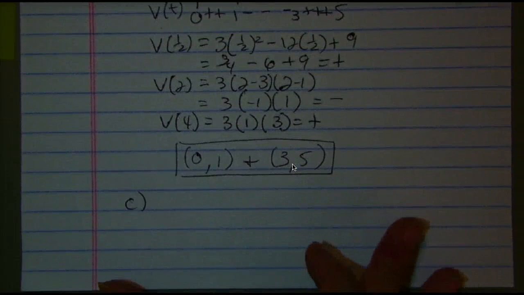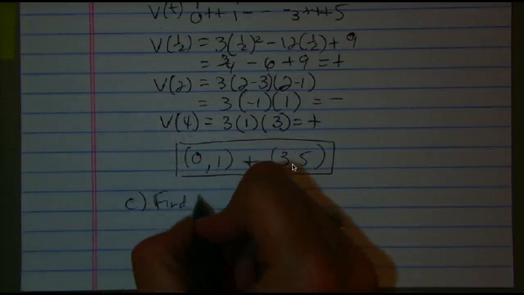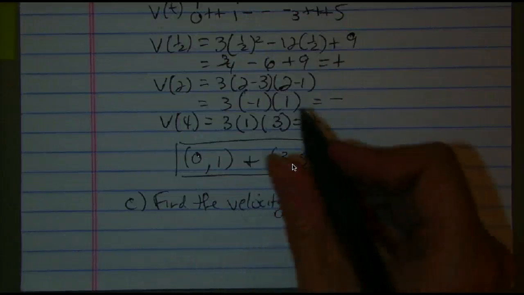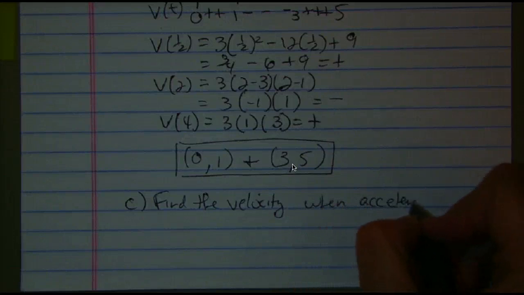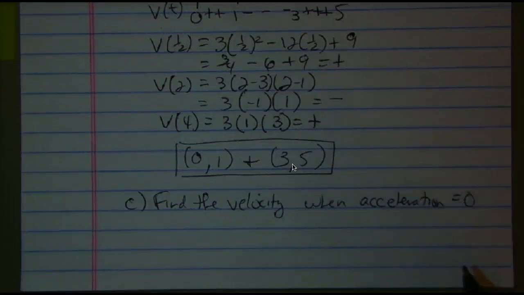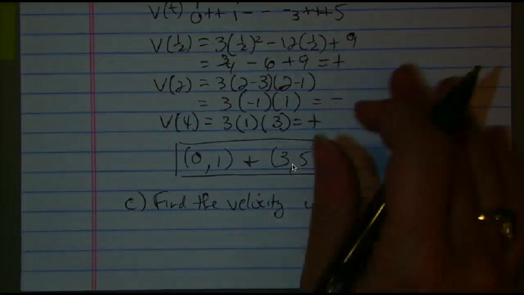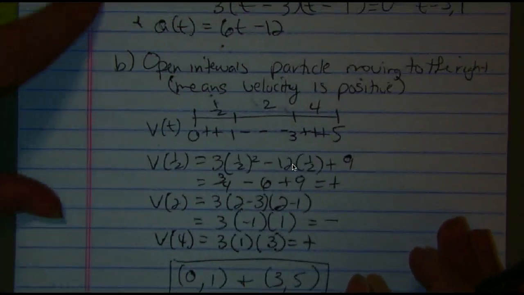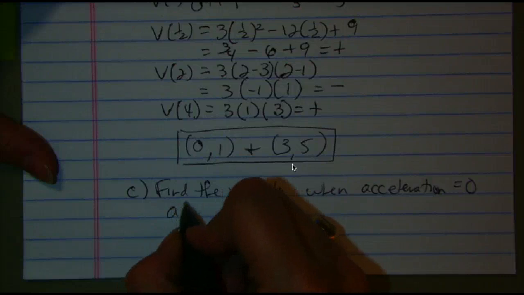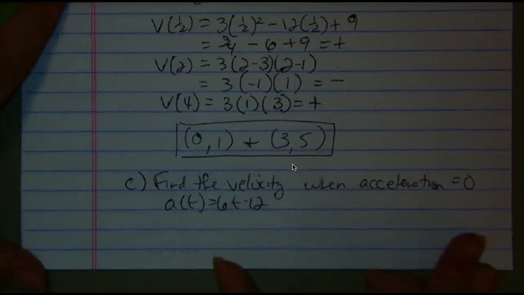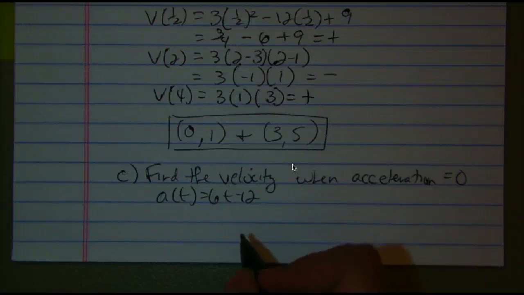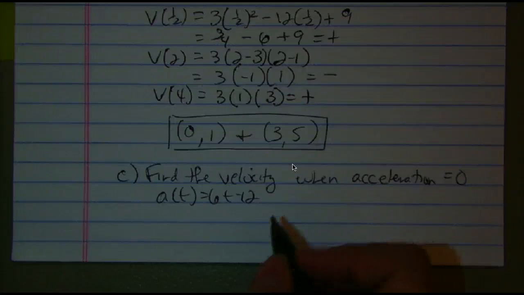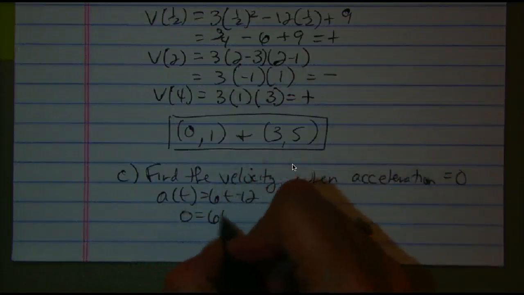There is a part C. Let's take a look at that. I need to find the velocity of the particle when the acceleration is equal to 0. Well, let's see here. My acceleration problem is right here. So let me copy that down here. My acceleration is 6t minus 12. So let's see when this is equal to 0. Zero equals 6t minus 12.